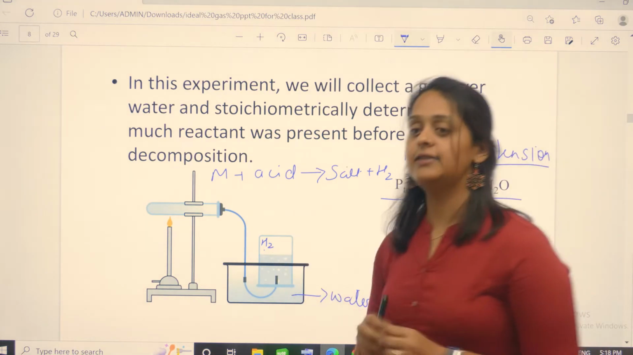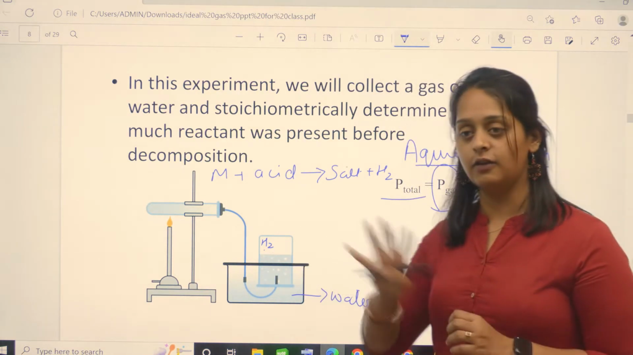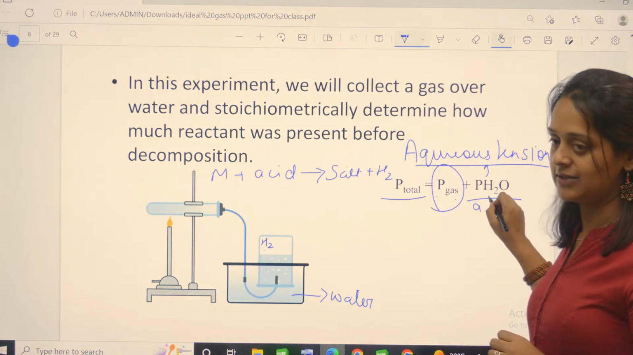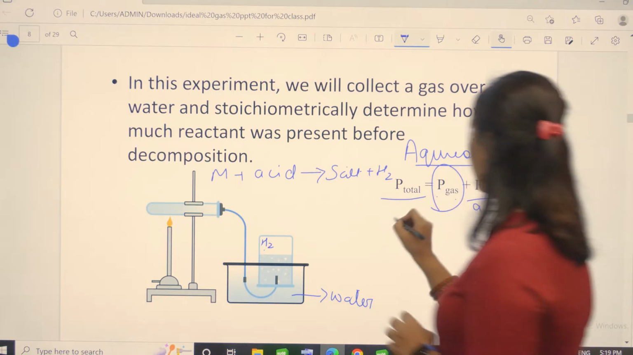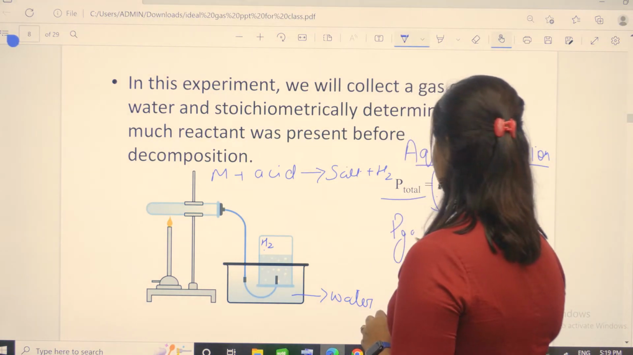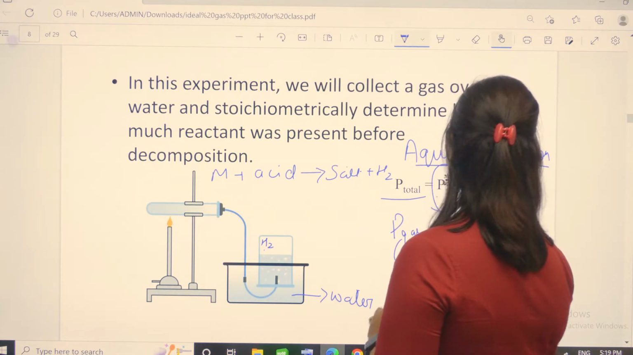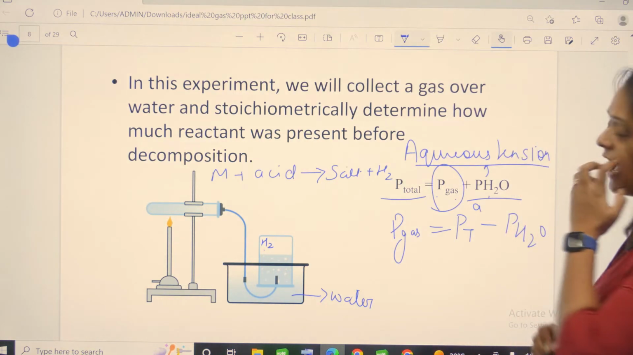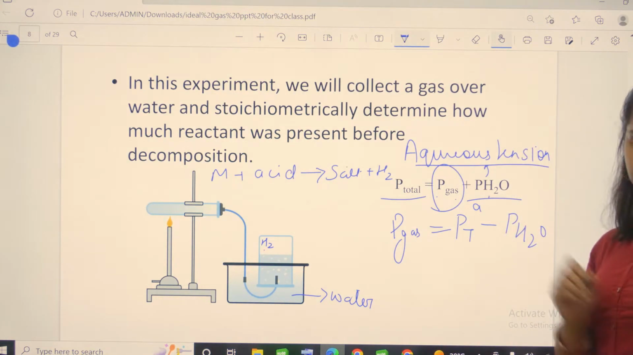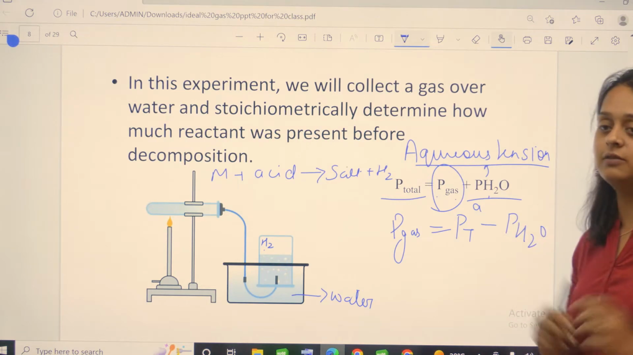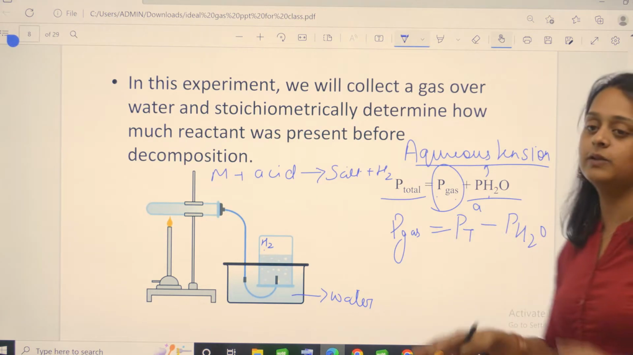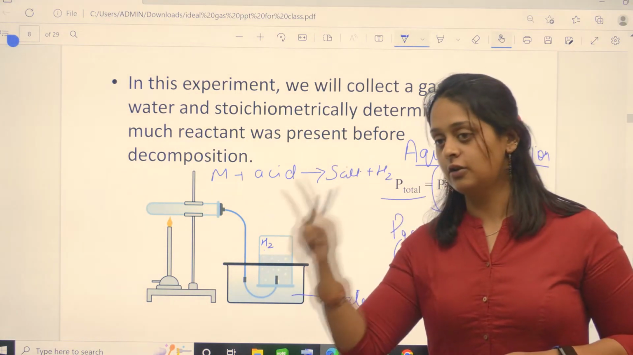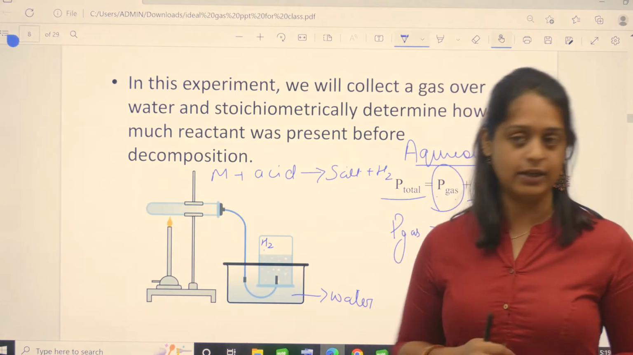But this gas is generally moist in nature due to the presence of water. So the pressure of the gas plus the aqueous tension will give me the total pressure. If I have to calculate the pressure of the gas, I would have to subtract the aqueous tension from P total. For a particular temperature, the aqueous tension will be given to you. If this experiment was carried out at 23 degrees Celsius, if the water temperature was 23, the aqueous tension of water for that particular temperature will be given to you.